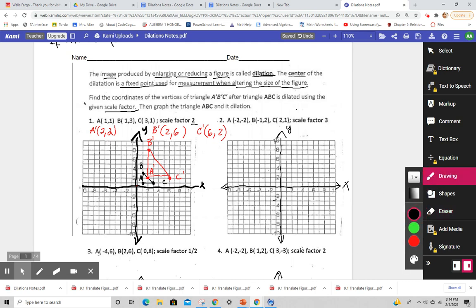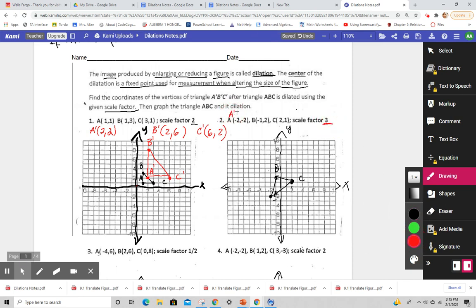Let's plot the points first. A is located at -2, -2. That would be down here. B is located at -1, up 2. That would be here. And C is located at 2, 1. 2, 1 is right here. So we can go ahead and connect the points. And now let's go ahead and dilate this figure by a scale factor of 3.